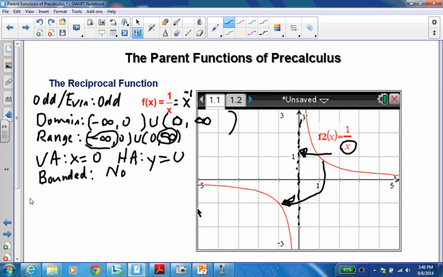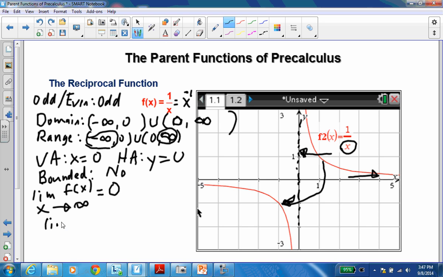Now, the limit as x approaches infinity of f of x. As we go toward infinity here, what does y go to? No, we're going this way. What is y getting closer to? 0. Yeah, 0.